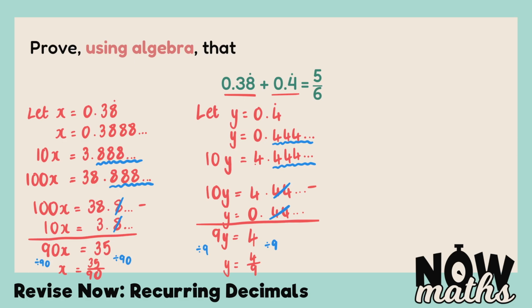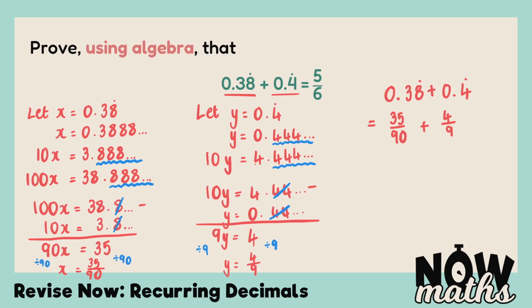Now let's try and use this information to answer the original question. So we started off wanting to know the answer to 0.38 recurring add 0.4 recurring. We've now written each of these as a fraction, so we know that 0.38 recurring we can write as 35/90ths. And we know that 0.4 recurring we can write as 4/9. So instead of adding together the two decimals, we're going to add together the two fractions.